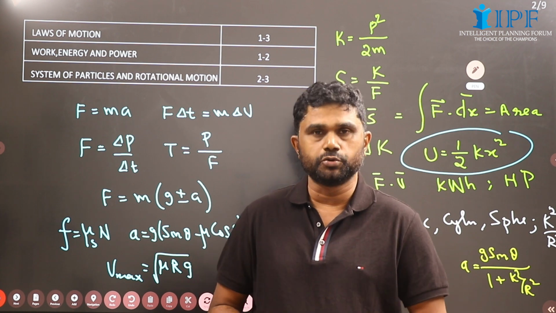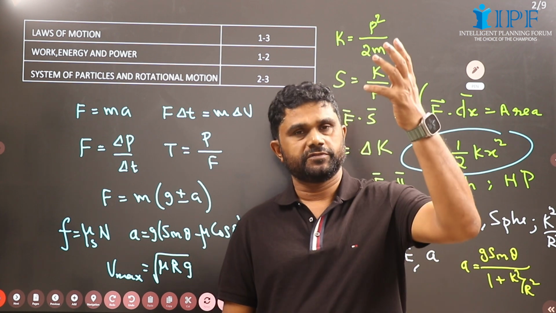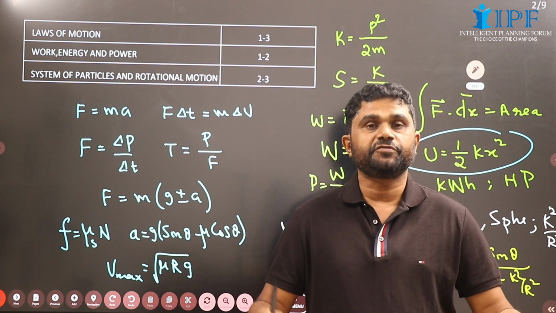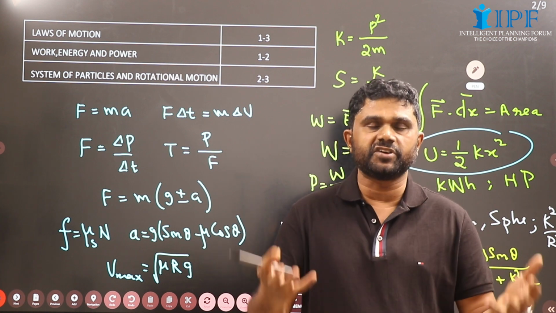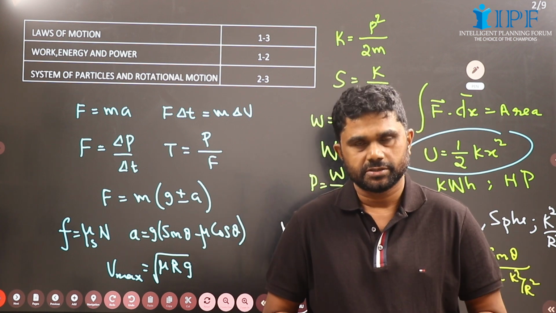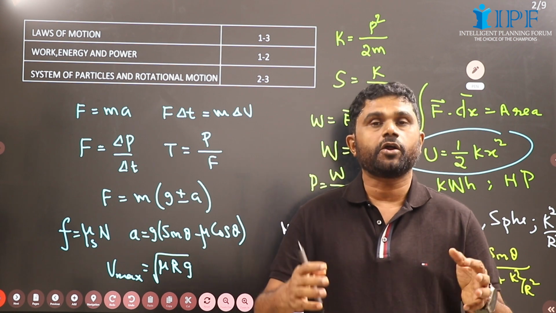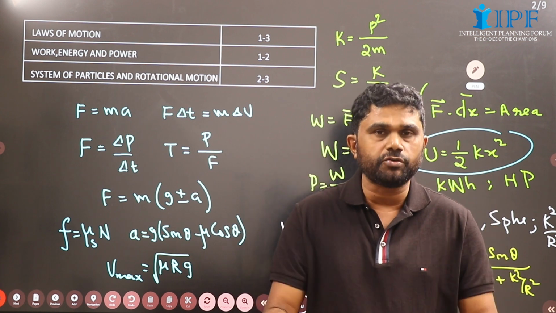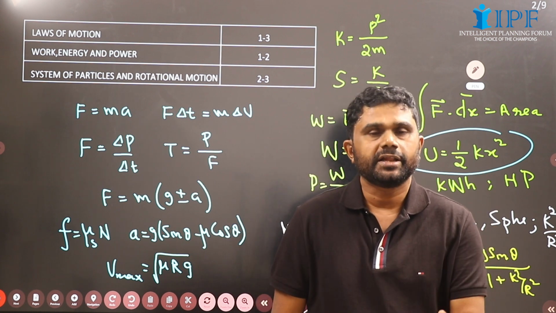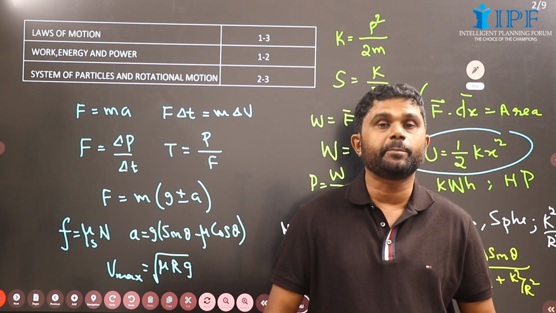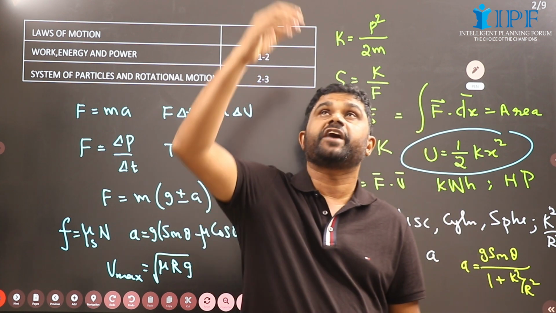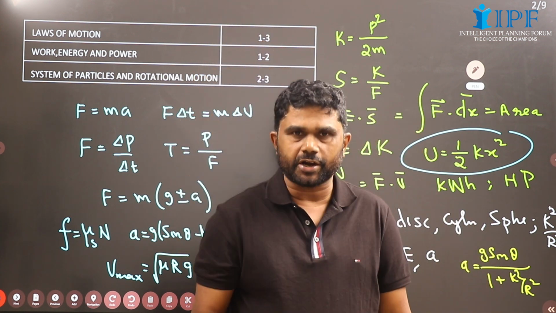Suppose a hot air balloon is moving up with an acceleration a. Then the force that acts on the balloon in the upward direction, that is usually the upthrust, is m into g plus a when it accelerates upwards. If that hot air balloon is going down with a certain acceleration, then the upthrust acting on it is m into g minus a. Now suppose a fireman slips down along a rope.